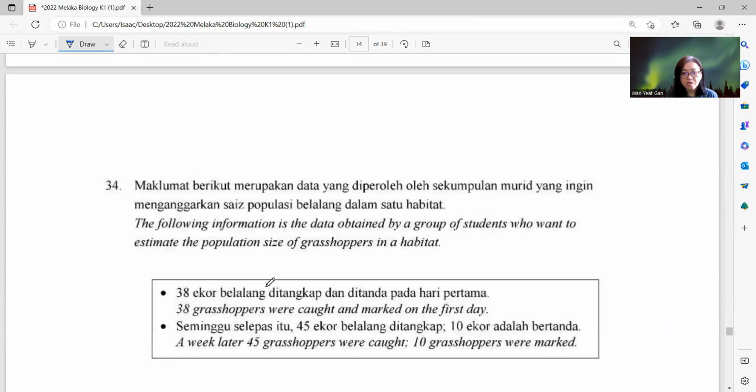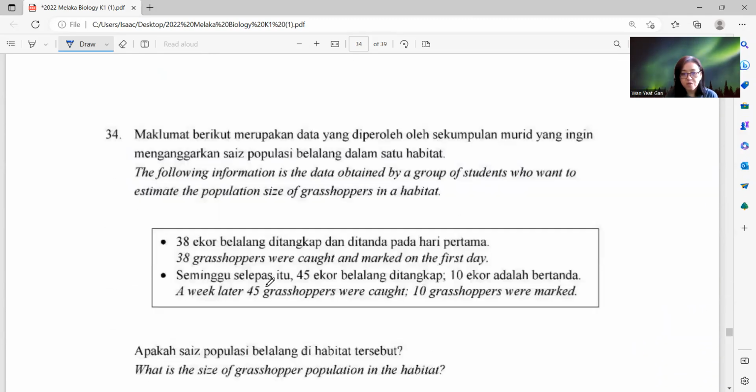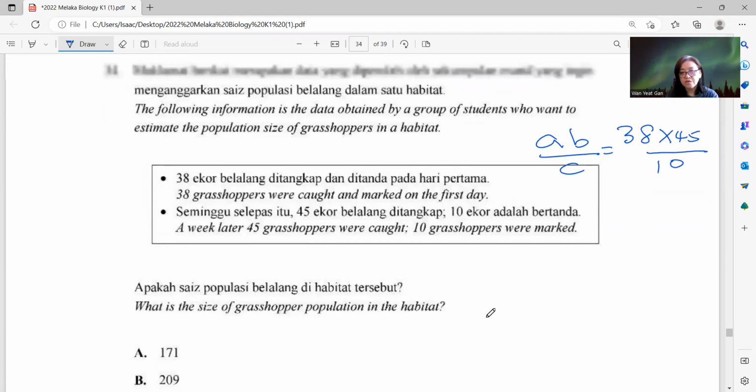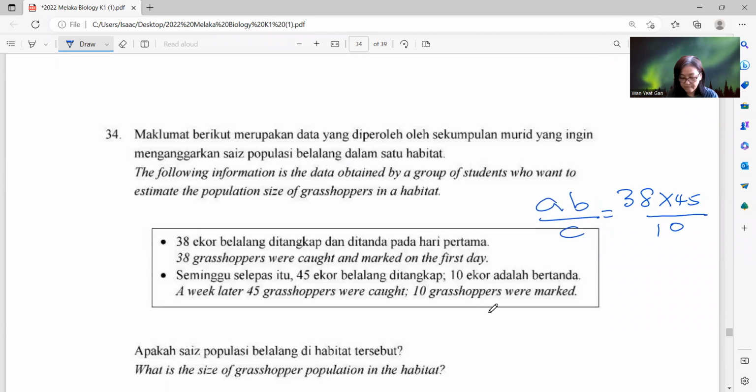34. The following information is the data obtained by a group of students who want to estimate the population size of grasshopper in a habitat. So you have 38 caught in the first day. So the formula that you can use is AB over C. So 38 caught on the first day. After a week, 45 were caught. So times with 45 over 10. C is the number of grasshopper caught that were marked. Okay, so we just have to try to solve this.